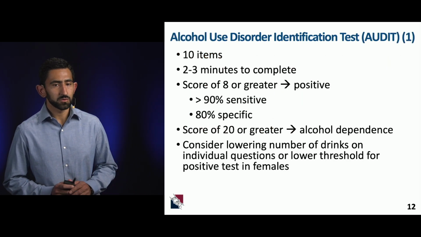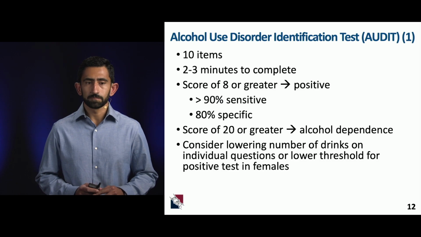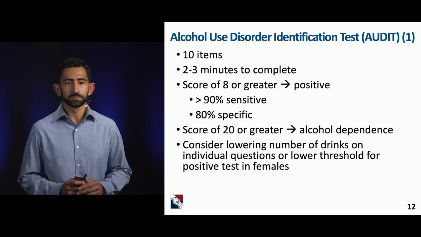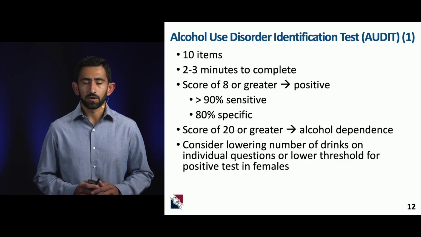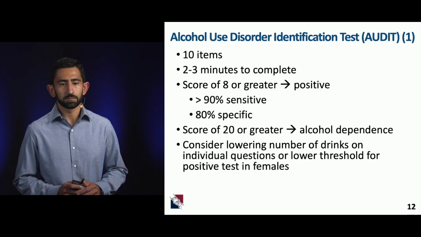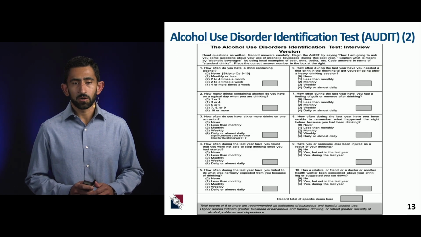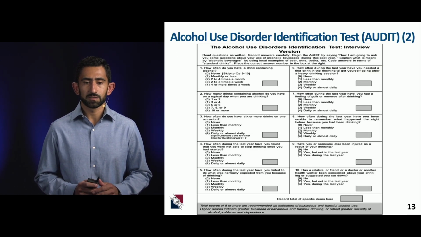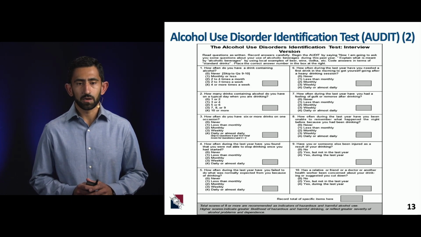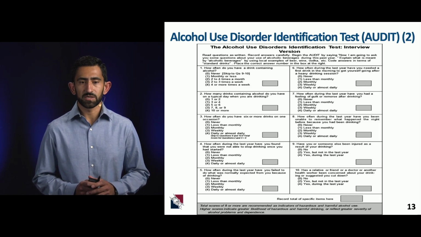The Alcohol Use Disorders Identification Test, or AUDIT, contains 10 items and takes about 2 to 3 minutes to complete. A score of 8 or greater is both sensitive and specific for alcohol use disorder. A score of 20 or greater can indicate dependence and also may have implications on a treatment plan when considering the patient's potential for withdrawal.